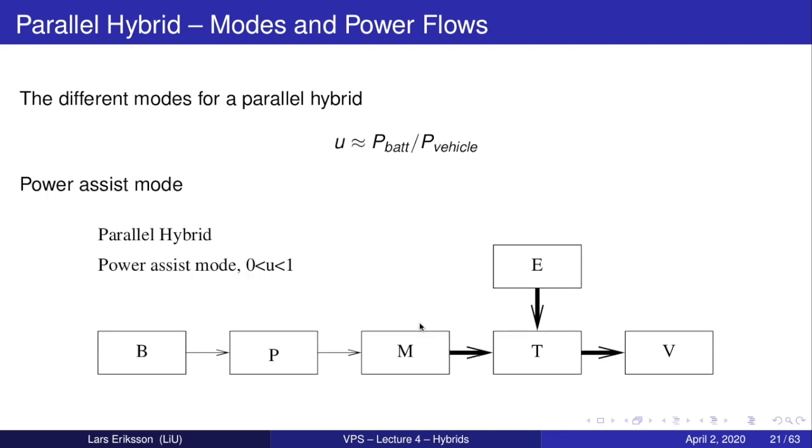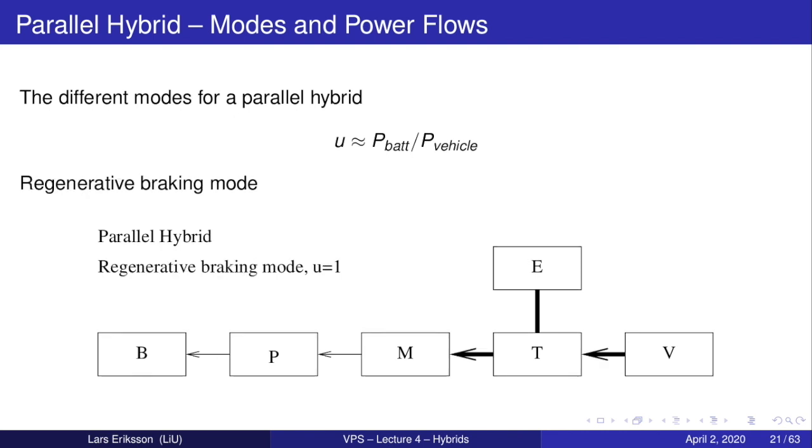When we come to power assist mode, once again, we have fuel from the combustion engine and we are adding energy from the battery side to the vehicle. This mode is also sometimes called e-boosting mode, where we are boosting the power using electricity. Then we have the regenerative braking mode, where we are taking the kinetic energy from the vehicle and placing it into the battery so that we can use that energy later in an acceleration, for example, or during driving.